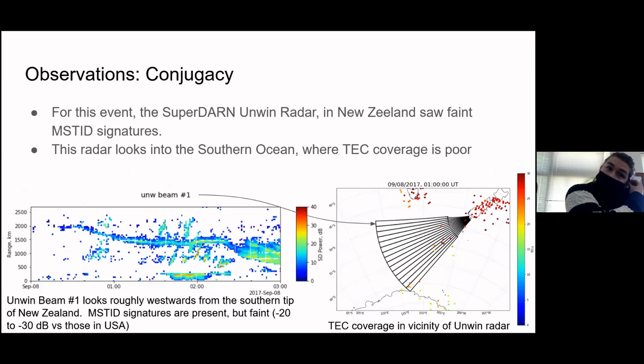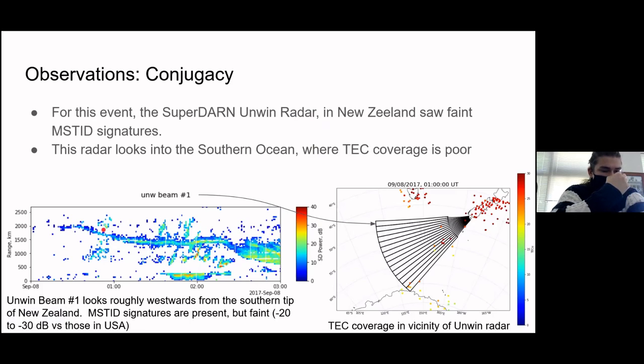But as you can see in the lower right-hand quad, the TEC coverage, this is one of the most remote locations in the world with the Southern Ocean, so you would expect poor coverage anyways. I don't have TEC for you for this, but it did see signatures in the Southern Hemisphere. They were faint, and they were going westwards, which is interesting. The ones we saw in the Northern Hemisphere were very similar to this, so that's suggestive about what's going on here that you see in the measurements.